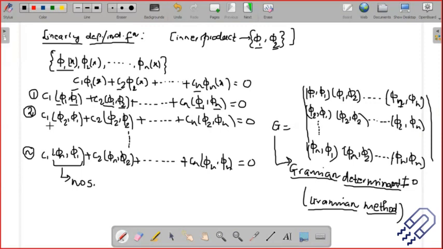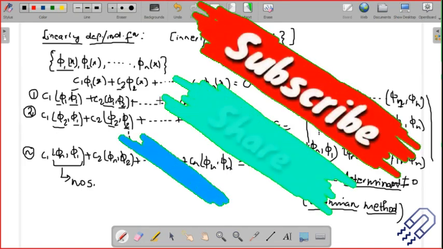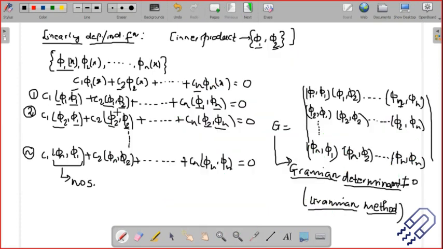In the second row, I'm going to multiply with phi 2. It will be phi 2 phi 1, phi 2 phi 2, and so on. That depends on how many functions you have. If just 3, that means there will be just a 3 by 3 matrix of inner products. Yeah, those are the inner products.